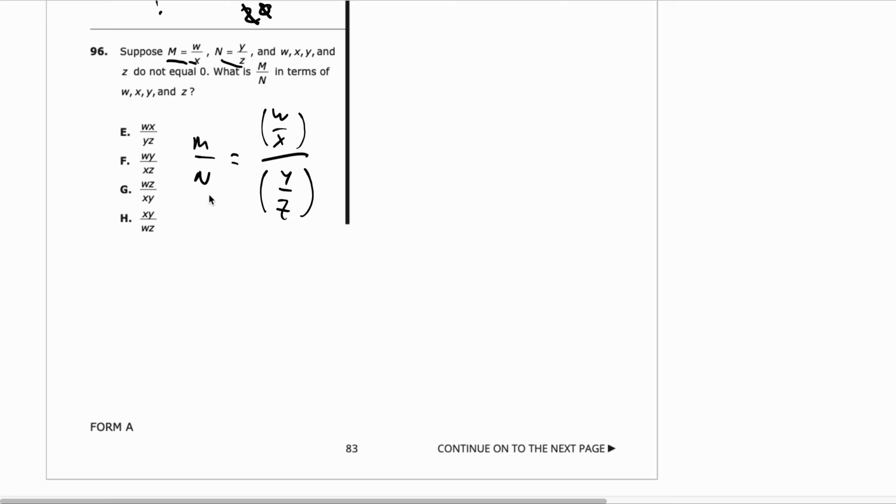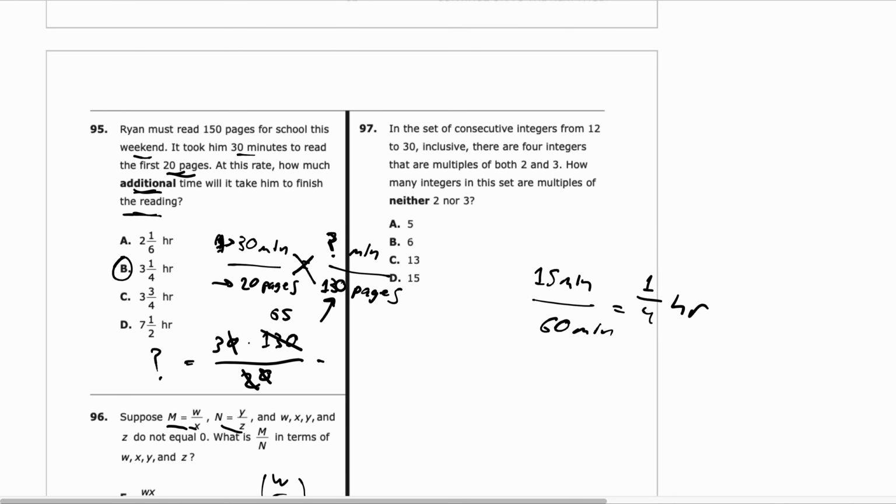Okay, and now let me simplify this, right? So we have W over X, and now I'm going to flip this Y over Z. It's going to become Z over Y. So this is WZ over XY. And that would be G. Right? Okay.